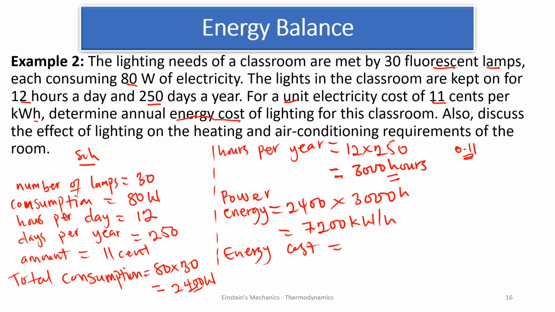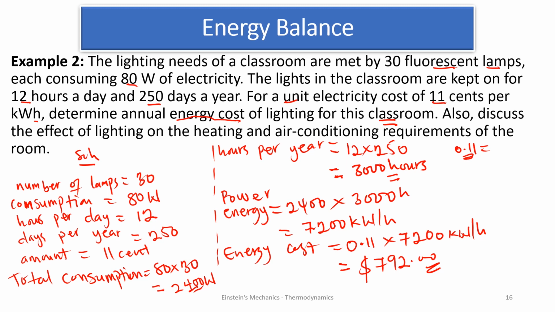Are we good? This is in something like pesos, and we are to deal in cedis. So let's work in dollars by converting the cents to dollars. So we will multiply the 0.11 by the total energy, which is 7,200 kilowatt-hours. And in dollars, each year we are spending $792.00 on the lighting of the classroom. Are we good? So it's very simple.